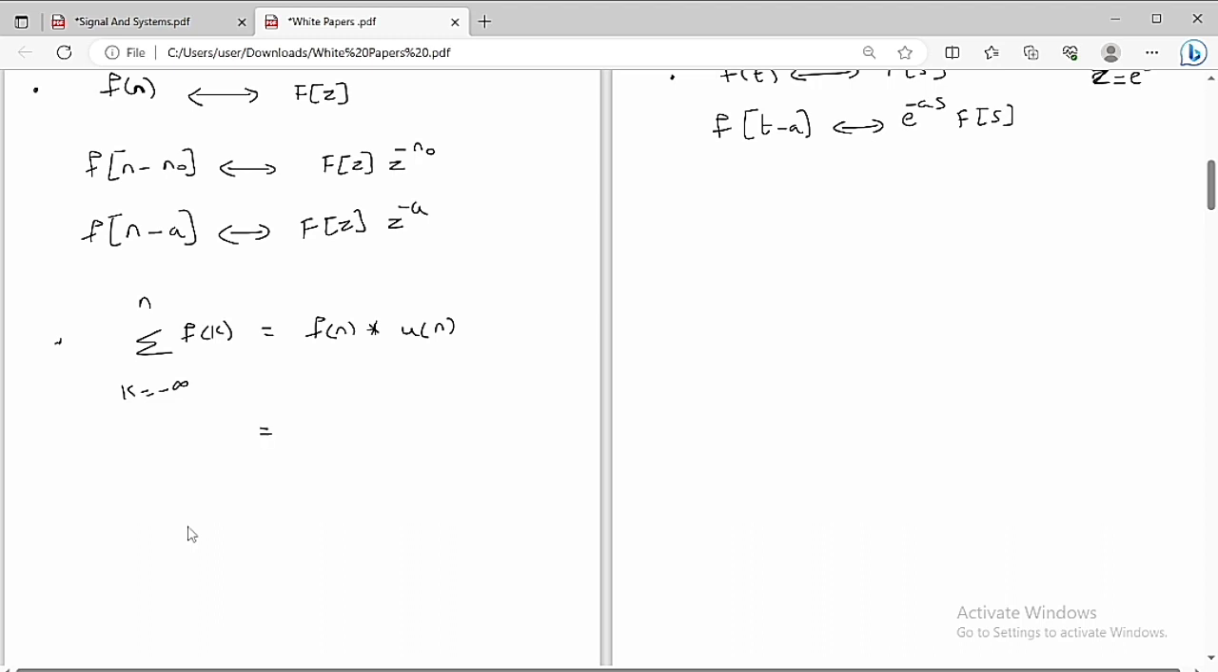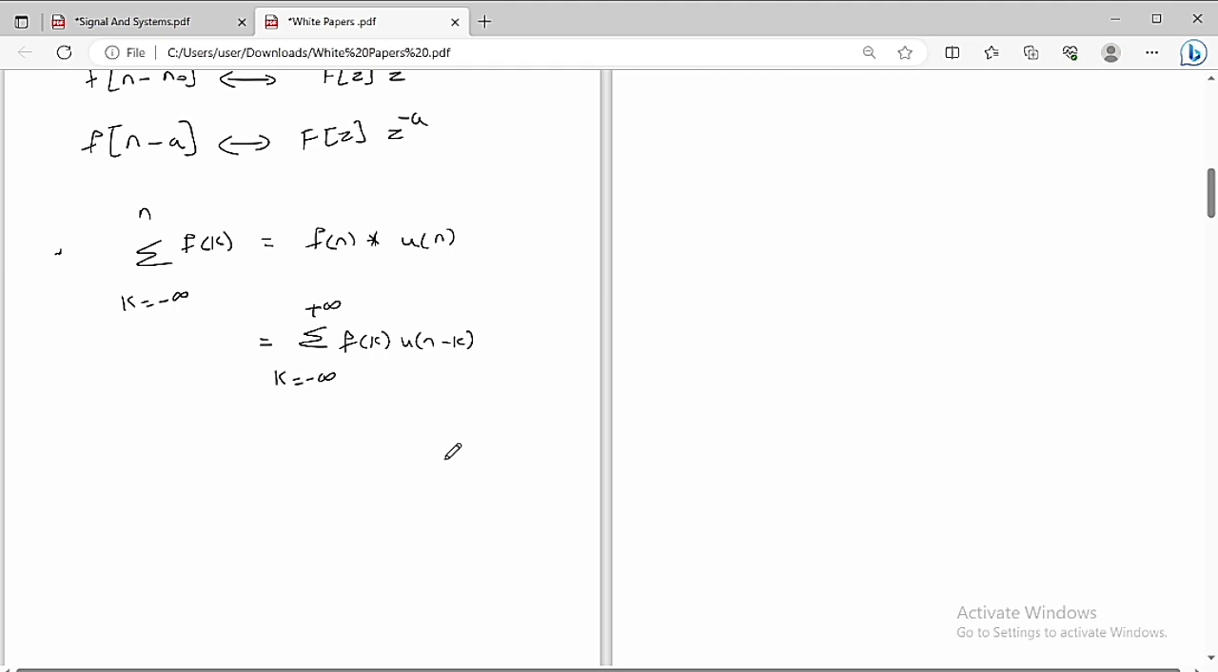What is the formula? Sigma k equal to minus infinity to plus infinity of f of k into u of n minus k. Now I want to draw the graph of u of n minus k. We are defining it with respect to k, so first let me draw the u of k graph. For u of k, the initial point is 0 and the final point is infinity.